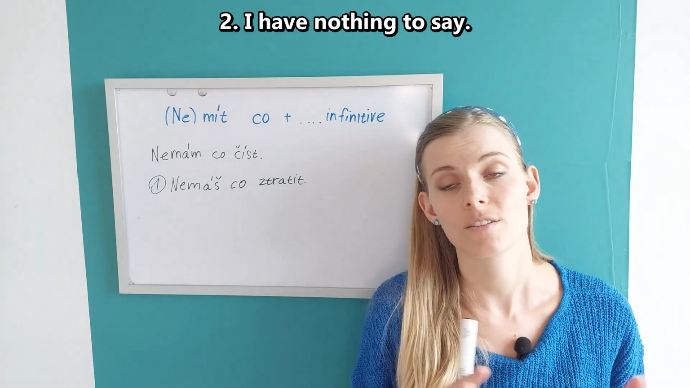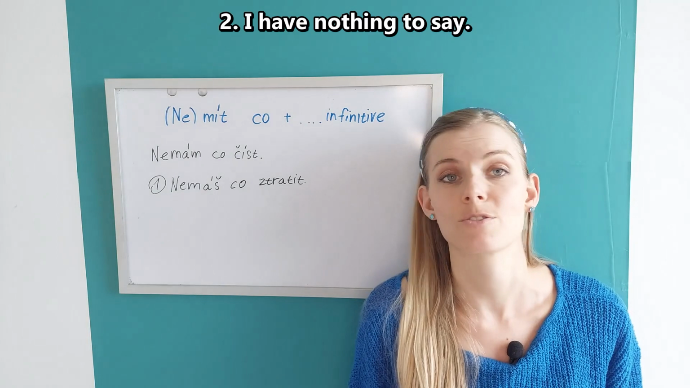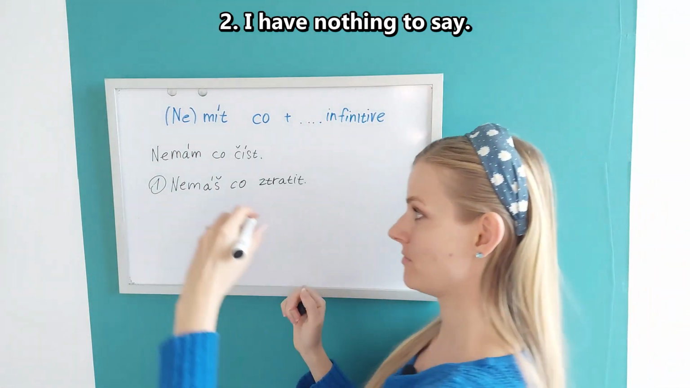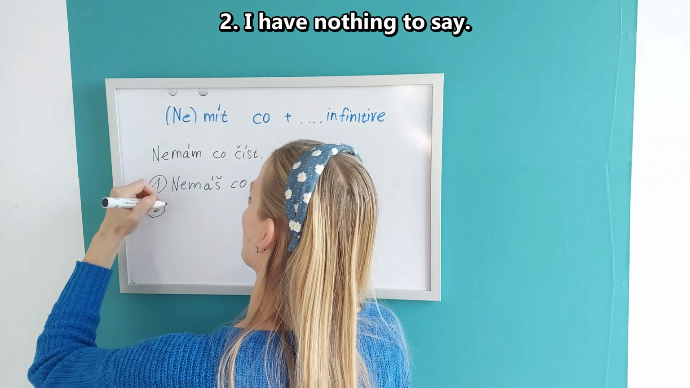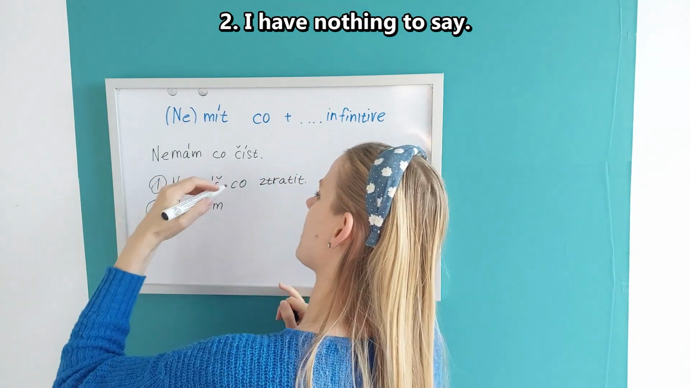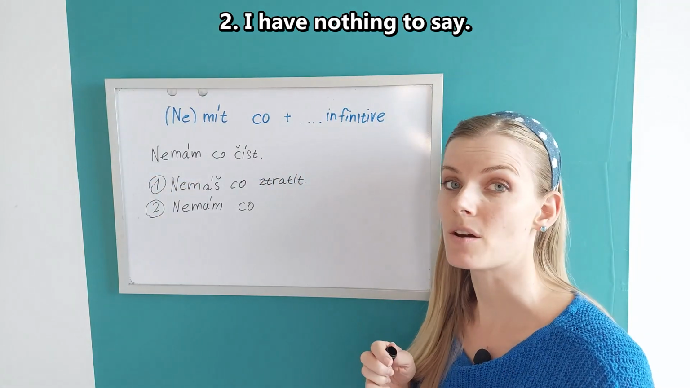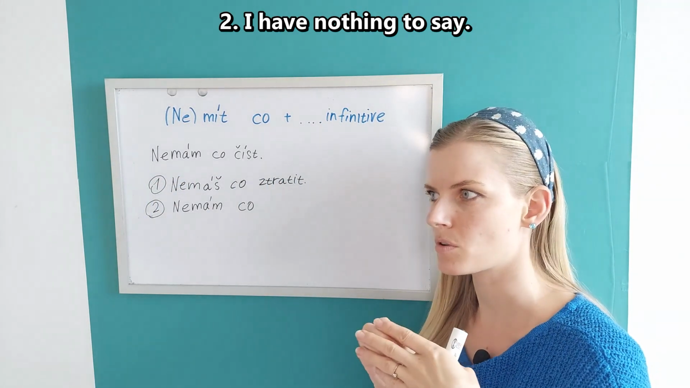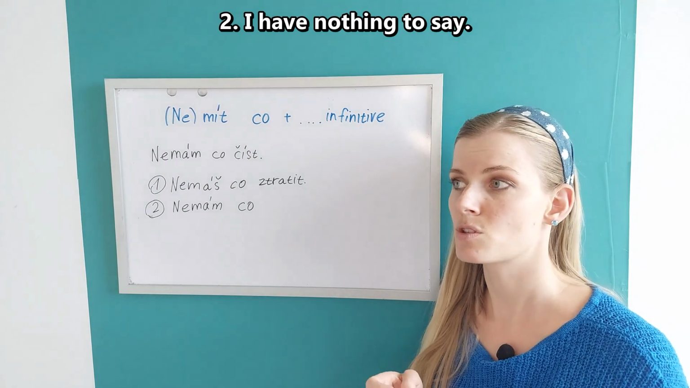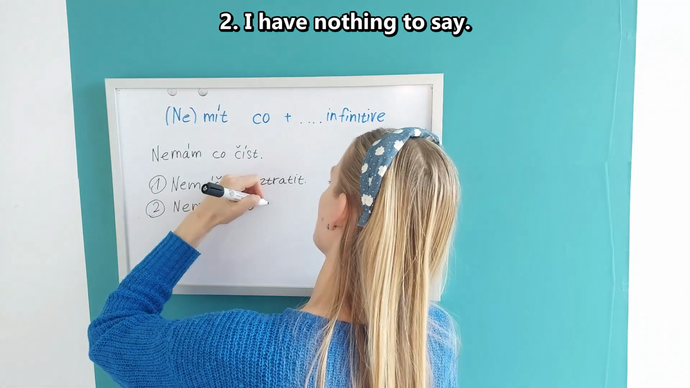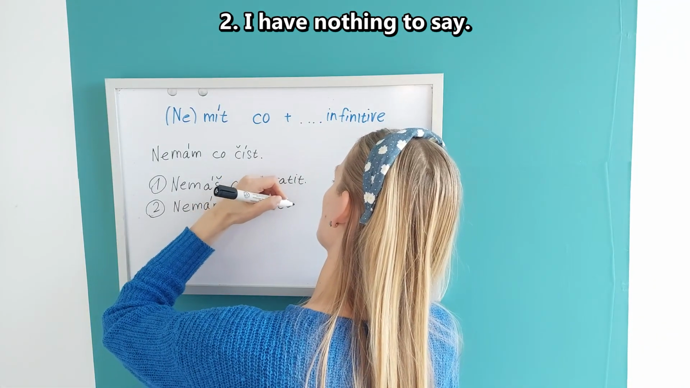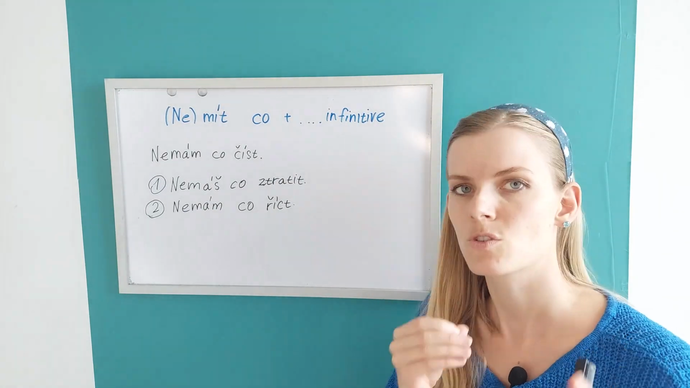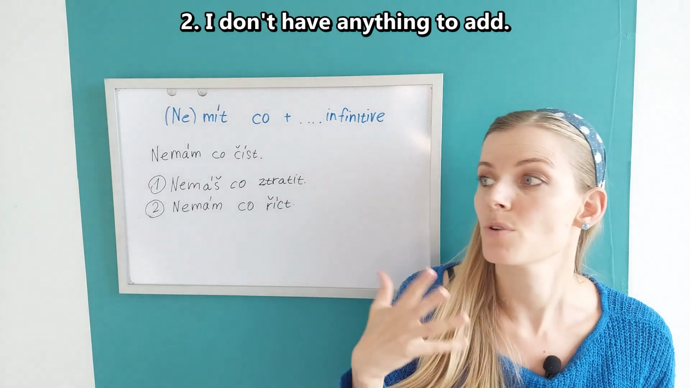Číslo 2. I don't have anything to say. The same thing. I don't have, which is nemám. What else? Nemám co. The only thing left now is to say. We want to use the perfective form because we want to say I have nothing to say to this specific matter. Říct. Nemám co říct. I don't have anything to say. You could also say I don't have anything to add.